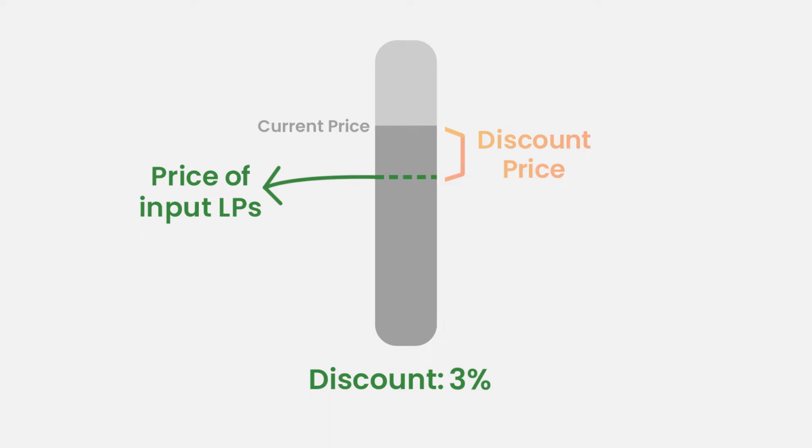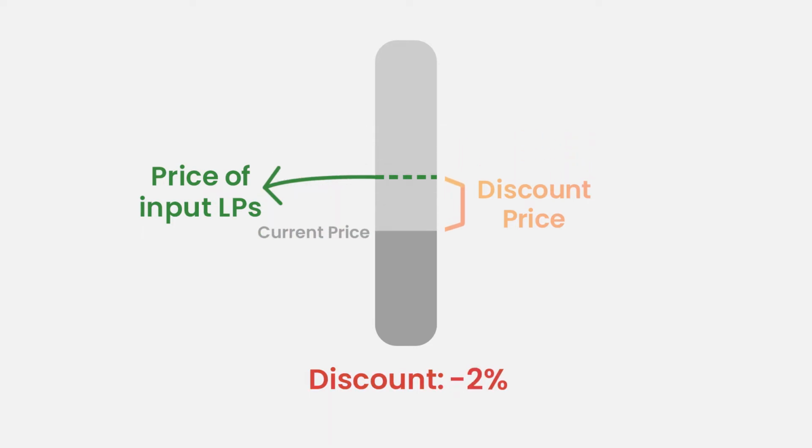In the rare case that a Treasury bill's discount amount goes negative, purchasing that bill will result in paying a higher price for the output token than its current market price.